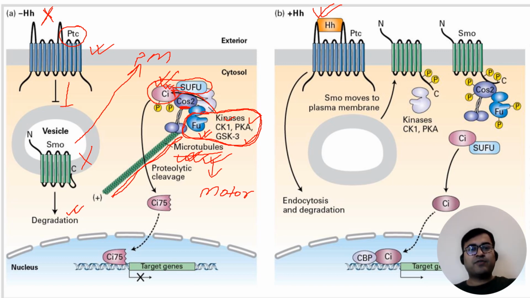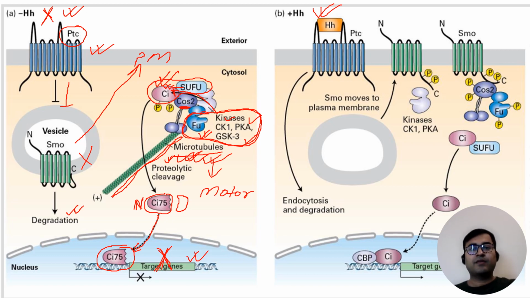When the Ci molecule is phosphorylated, it undergoes proteolytic cleavage and is fragmented into different fragments. The N-terminal fragment, which is the larger fragment of Ci, we are calling here Ci75. This N-terminal Ci fragment, Ci75, enters the nucleus, and inside the nucleus Ci75 suppresses the target gene. So when there is no Hedgehog ligand, the target gene is suppressed by the Ci75 fragment, which is the larger fragment of Ci.